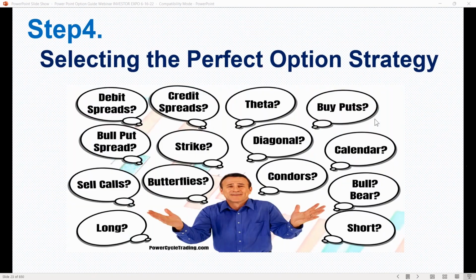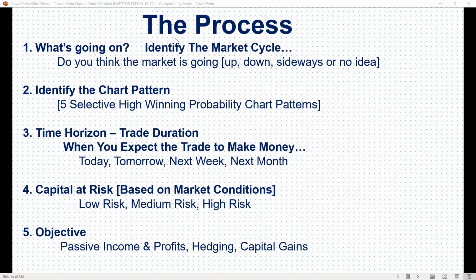Now, the next thing is selecting the perfect option strategy for the market environment or market cycle that you're trading. It gets really confusing because there are so many different strategies or option types you can use. There are debit spreads, credit spreads, bull puts, so many that it really gets confusing. Which one do I use? Which one should I focus on? So that's why I came up with this presentation, to help clarify which option strategy to use, when, and how. The process, in summary, is this.